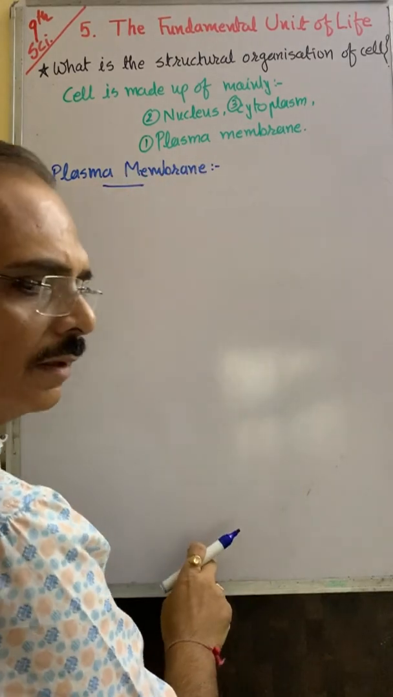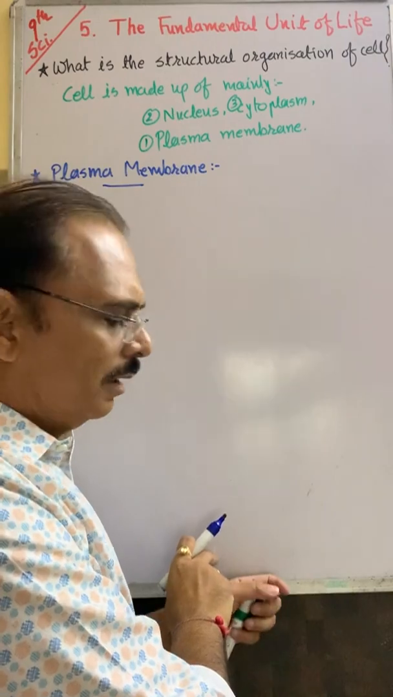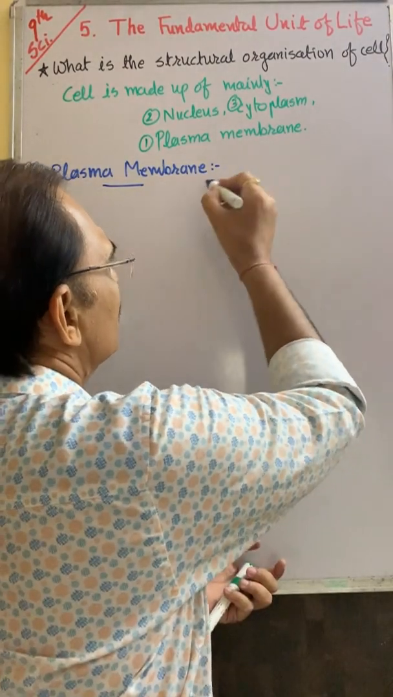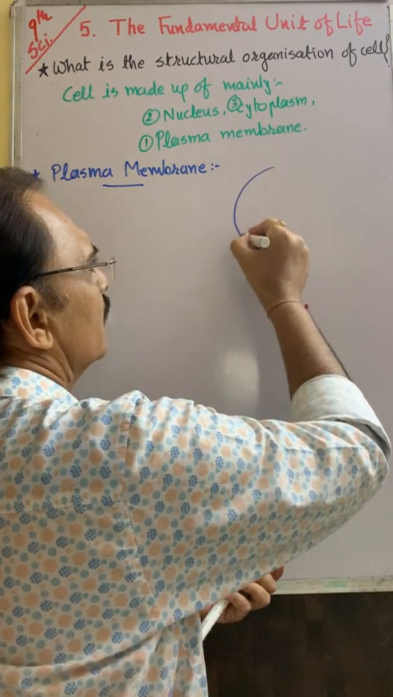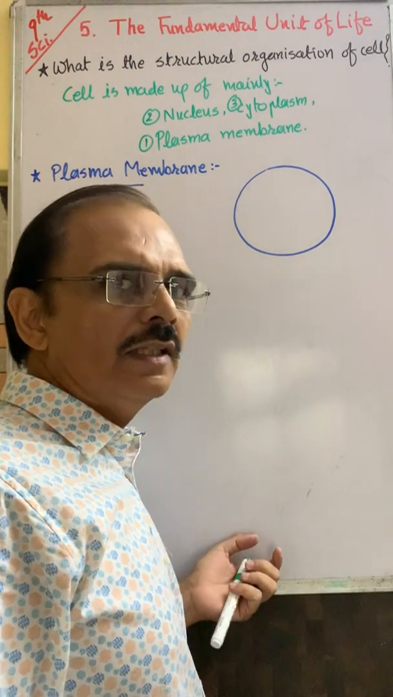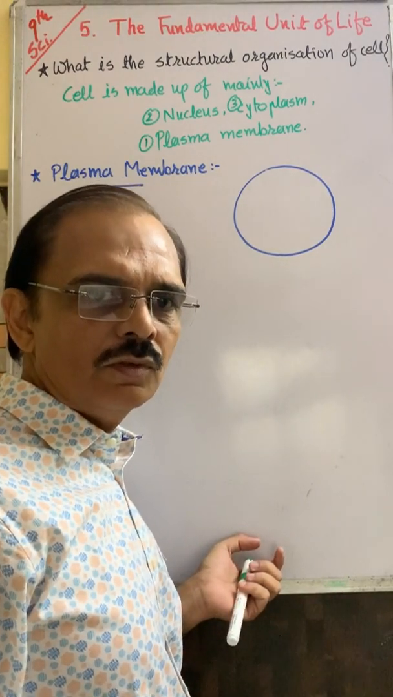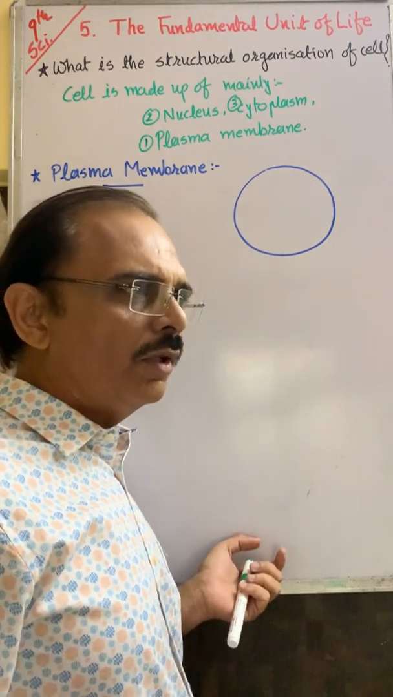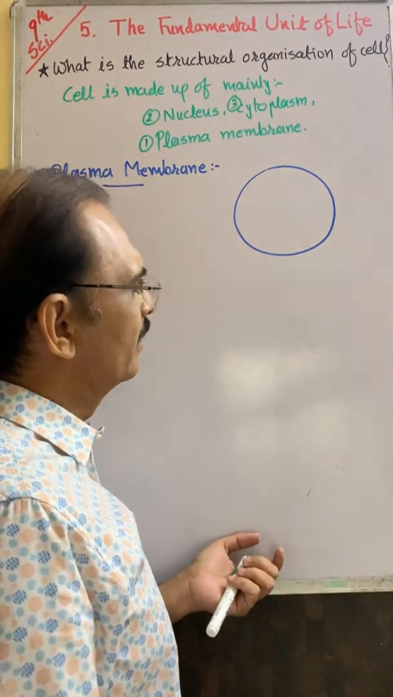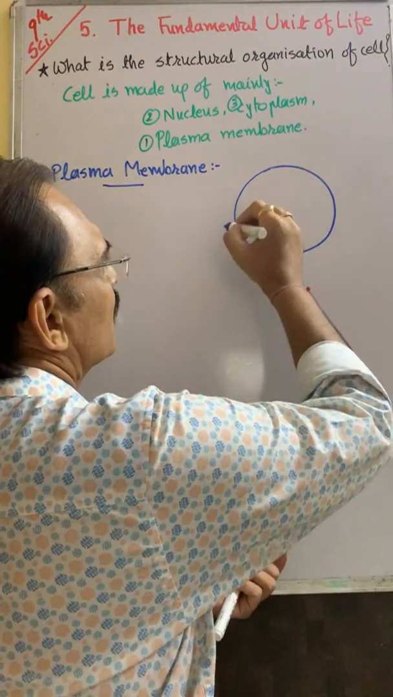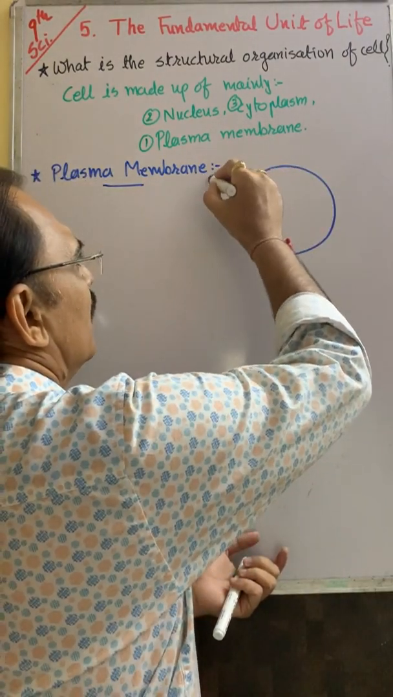You know that a cell generally contains an outer layer. It is not necessary that every cell is completely round. You know that amoeba changes its shape continuously, but for our understanding we draw it round. So this layer is known as the plasma membrane.